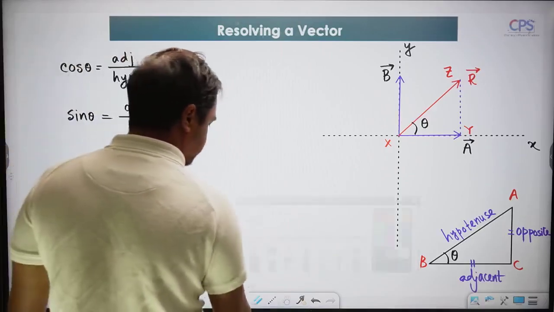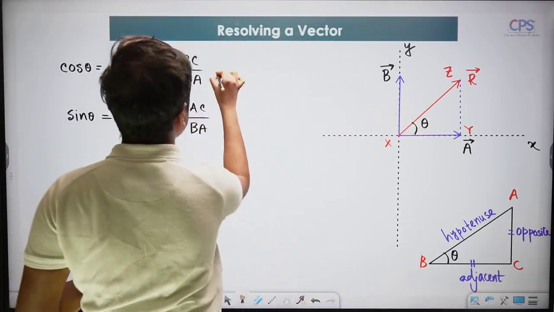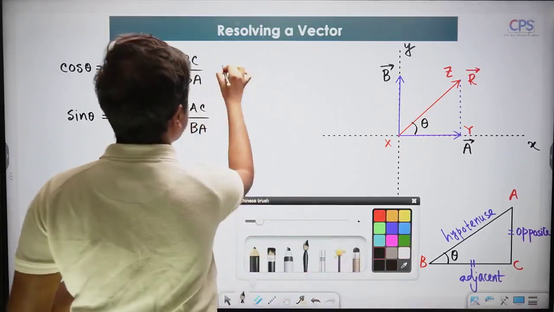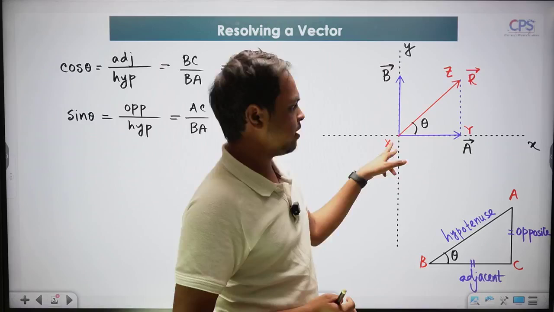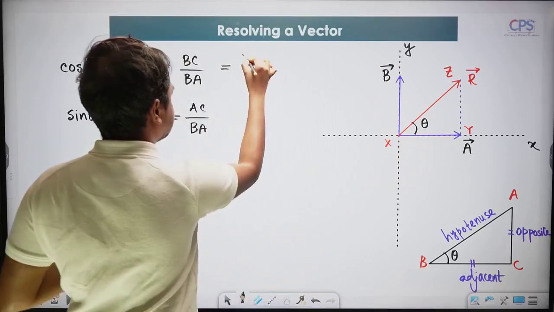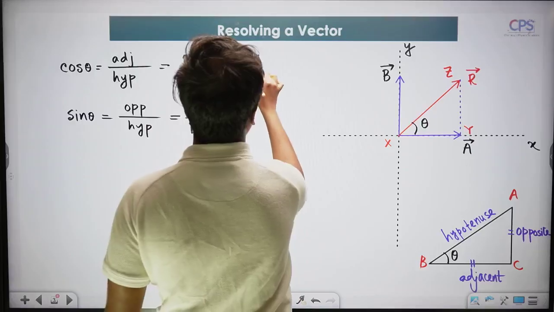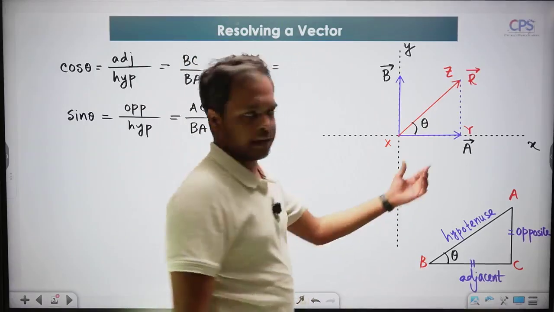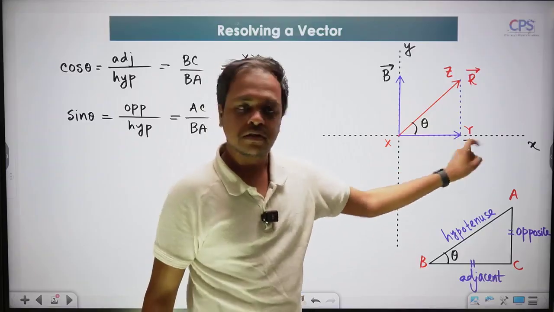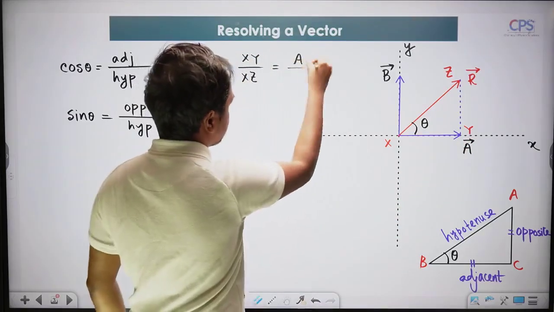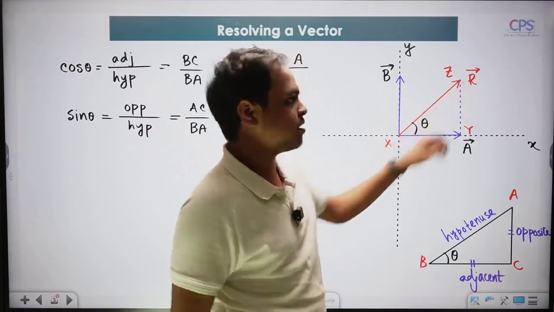So what do we get here? From this one we get, what do we get? Adjacent by hypotenuse. What is the adjacent here? XY. So XY is adjacent, and what is the hypotenuse here? XZ. Now there is the magic. What is XY? The value of A vector. So A, and what is the hypotenuse? The value of the resultant vector R.